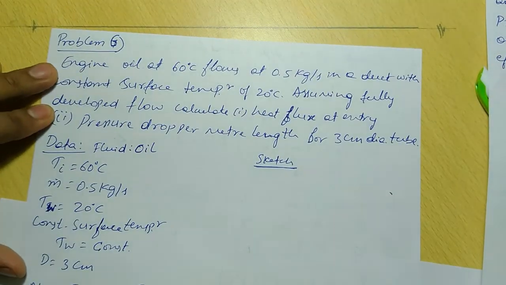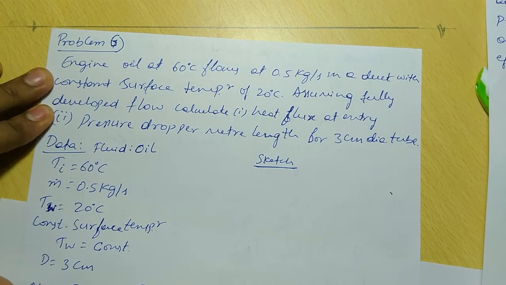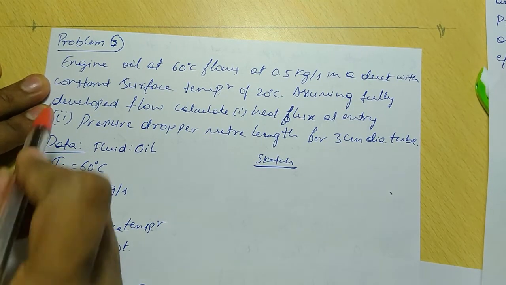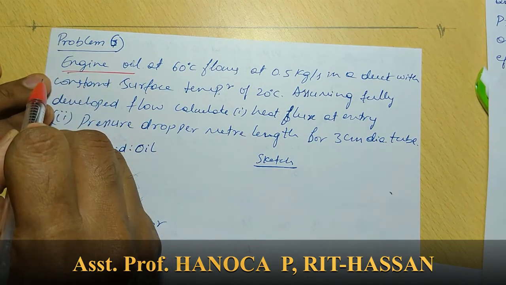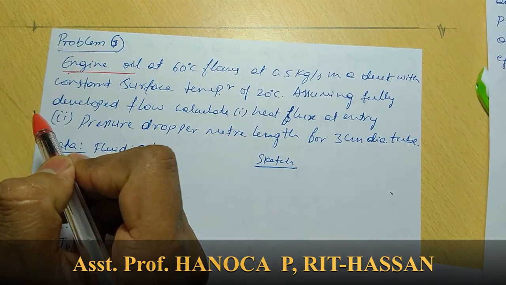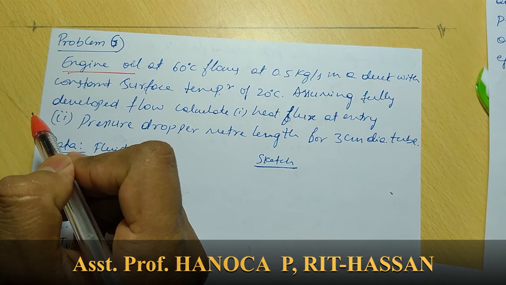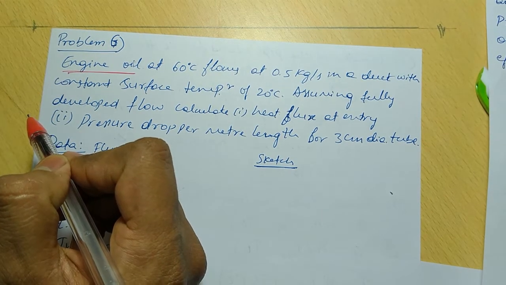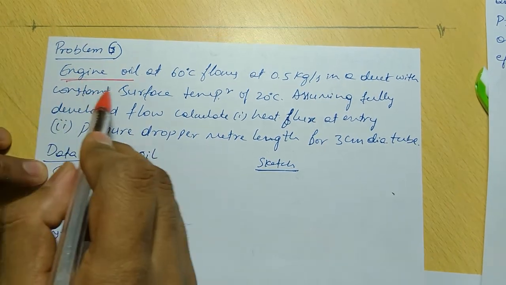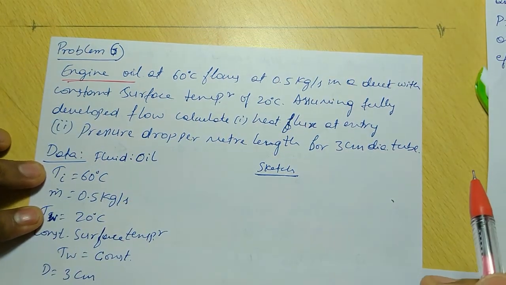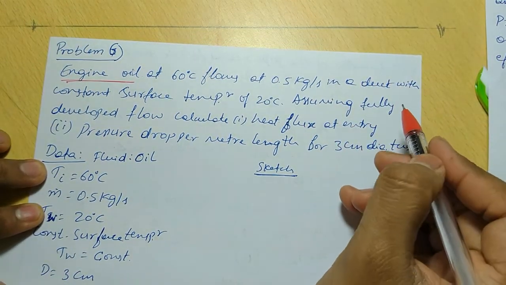Now consider engine oil at 60 degrees centigrade. See, here the fluid is engine oil. In the last problem, the fluid was water. In the last four problems, the fluid was air. In each problem the properties are changing, and you should know how to take the corresponding properties from the corresponding table. Engine oil at 60 degrees centigrade flows at 0.5 kg per second.